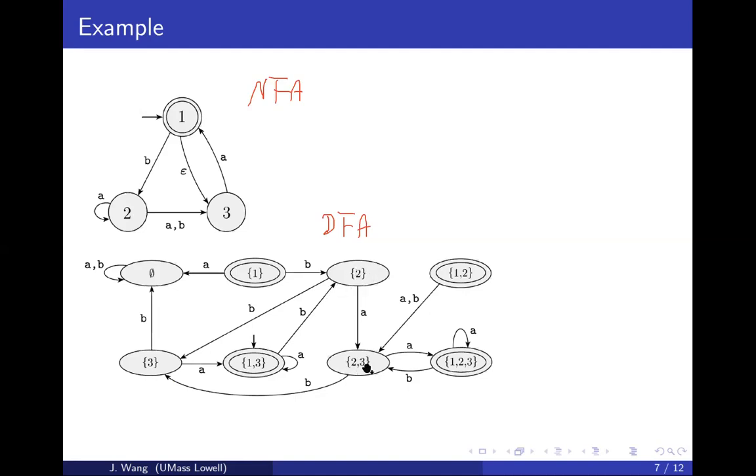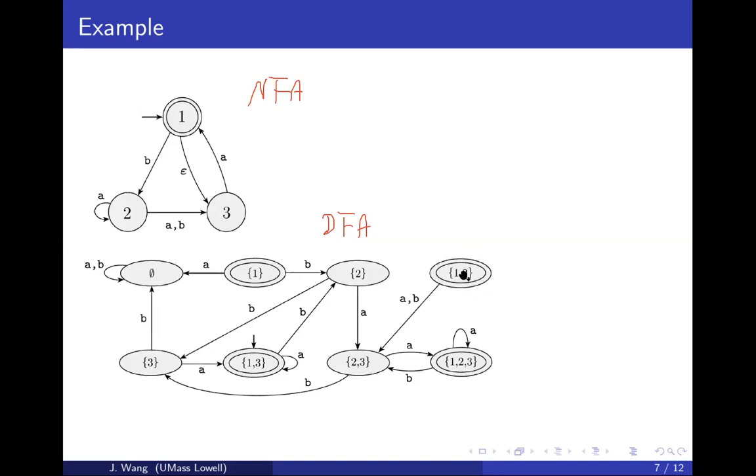Now let's look at 2, 3. 2 on A goes to 2, and 2 on A also goes to 3, so that is 2, 3. But then 3 on A goes to 1, and the epsilon closure of 1 is 3, so that's 2, 3 union 1, 3. That's 1, 2, 3. So that's on A. And on B, 2 on B goes to 3, and 3 on B doesn't go anywhere, so the union of these is still 3.